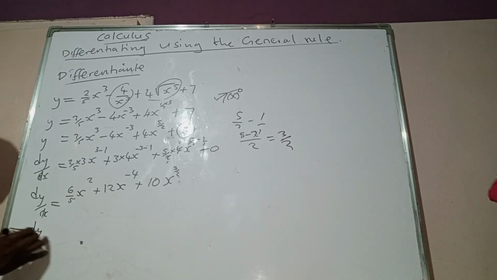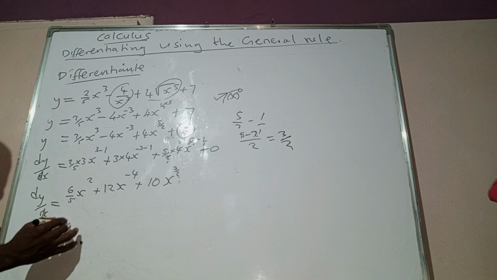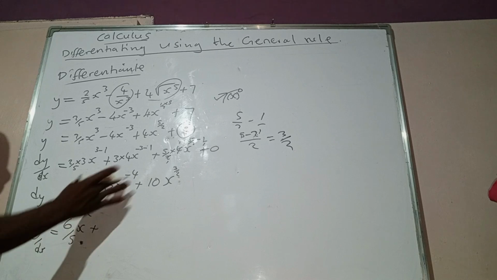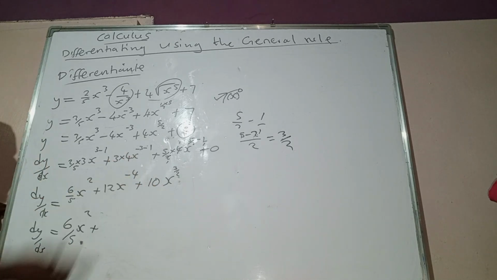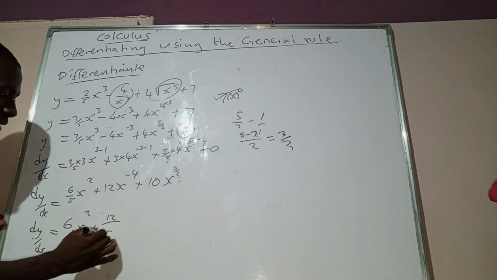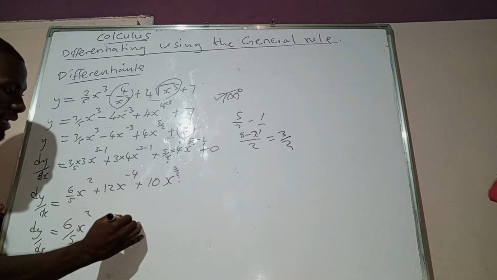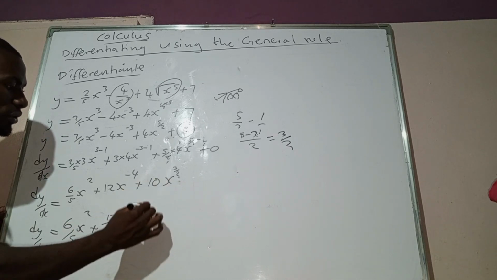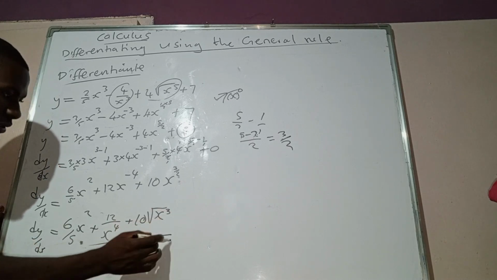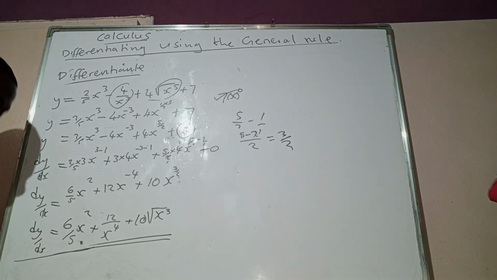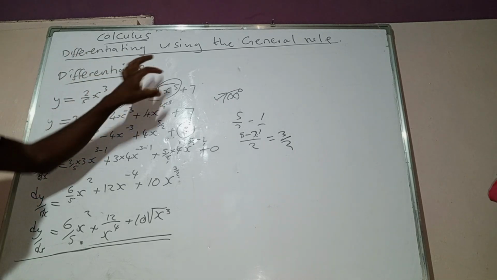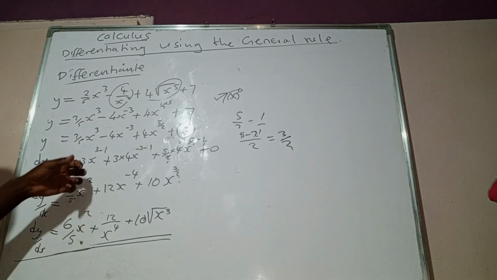Okay, so our dy over dx is going to be 6 over 5 x to the power 2 plus, remember you have this negative index, we take it back into positive index, so you have 12 divided by x to the power 4 plus 10. So this one you can also take it back into a root, x to the power 3. So this is our final answer. So you just follow term by term, term by term, then you differentiate.